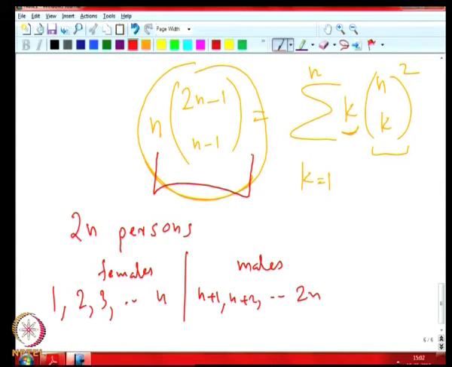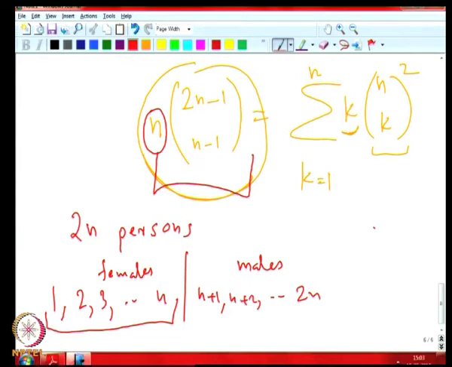How does it give the answer? You can first select the chairperson in how many ways? There are n women, and any of them can be the chairperson. So you select her in n choose 1, that is n ways. Now, once you have selected the chairperson, you have to select the remaining members of the committee. The remaining members can be all men, all women, some men, some women, no problem.